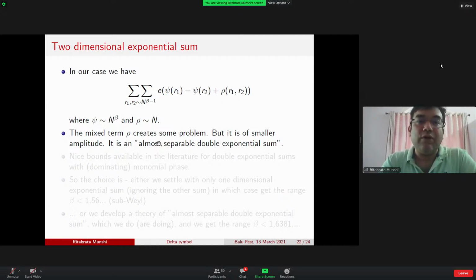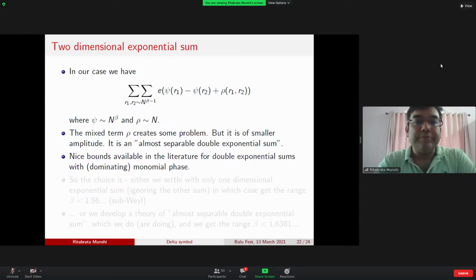And so this is something we call an almost separable double exponential sum. If we didn't have this rho, then we'd surely get a very nice bound for the sum we're looking at, and a very nice range for beta. Like beta would go up to 1.76 or something if we didn't have a rho there. But we have a rho, and that creates some trouble. Okay, and for such a type of phase function, there is not much in the literature, because if you look at the double exponential sum, the bounds that are written down are only for monomial phase functions, or at least for phase functions where there is a monomial which dominates the rest of the phase, which is not the case over here.